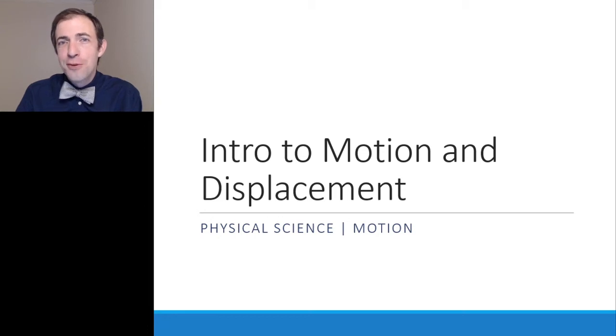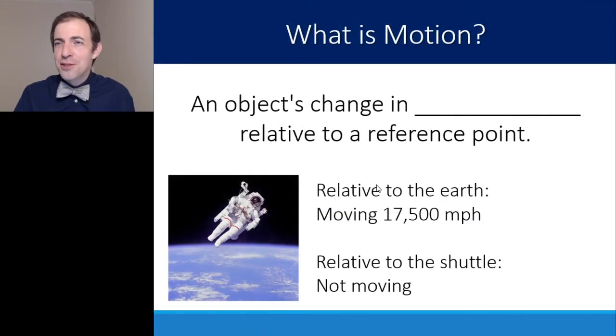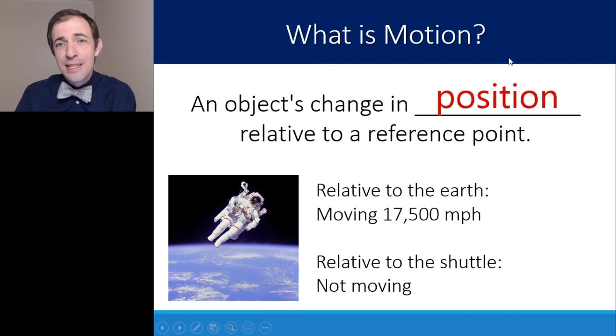In this video, we'll be introducing the concept of motion and describing motion using something known as a displacement graph. To start us off, let's just define the idea of motion itself. Motion is an object's change in position relative to a reference point.